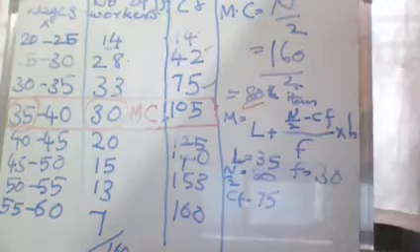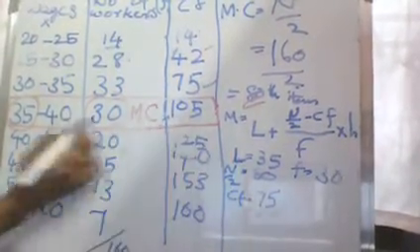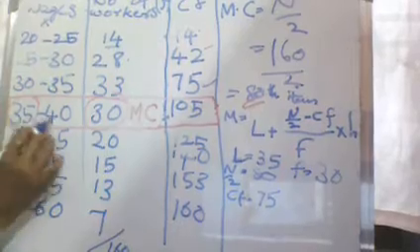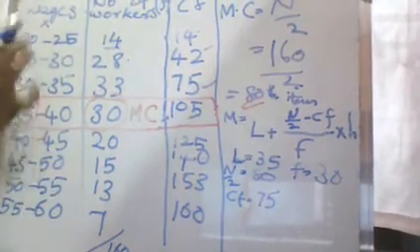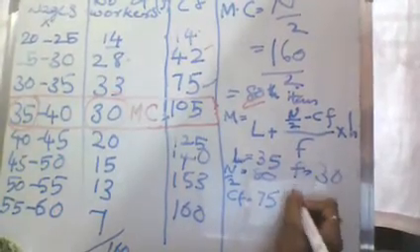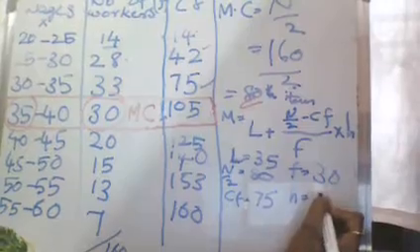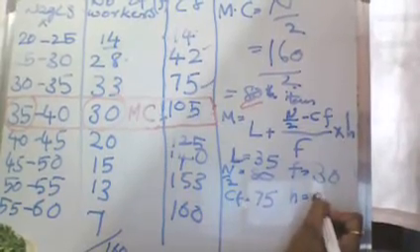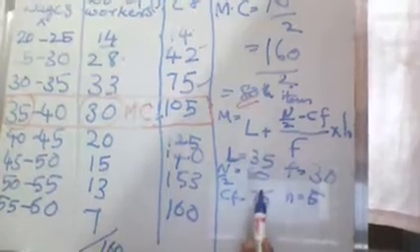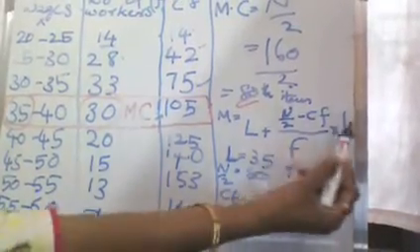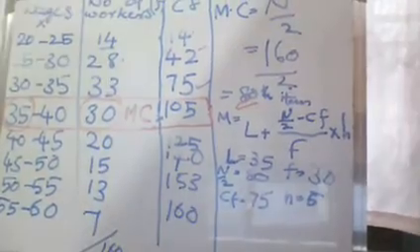Then the next one is the class interval, H. What is the class interval? The difference between 35 and 40 is 5. Class interval is 5. Instead of H you can also write C. So H is 5. Now we have all the values: L is 35, n by 2 is 80, and so on. Now we can apply them.